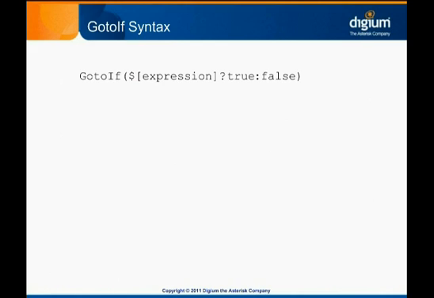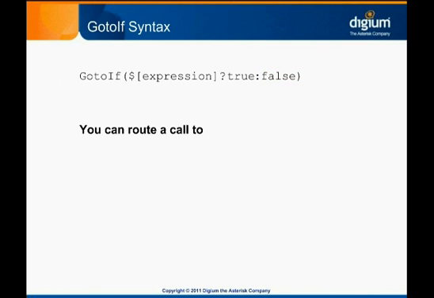GotoIf and other conditional applications can take up to 3 arguments. The first argument is the expression to be evaluated. The second argument is the Dialplan location to go to if the expression evaluates to true. The third argument is the Dialplan location to go to if the expression evaluates to false. Dialplan locations are specified in the same format as used by the Goto application.